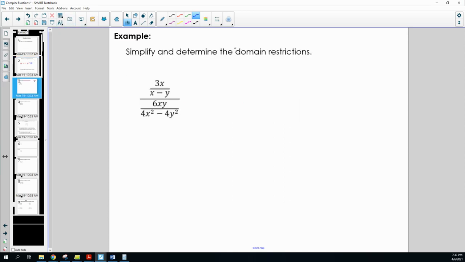So here we want to simplify and determine the domain restrictions. So just like our example before, we have a fraction on the top and a fraction on the bottom. And this line here is our division line. So we're just going to set this up as division. So we have 3x over x minus y divided by 6xy over 4x squared minus 4y squared. Because we have this division problem, we can stay switch flip. So 3x over x minus y times 4x squared minus 4y squared over 6xy.